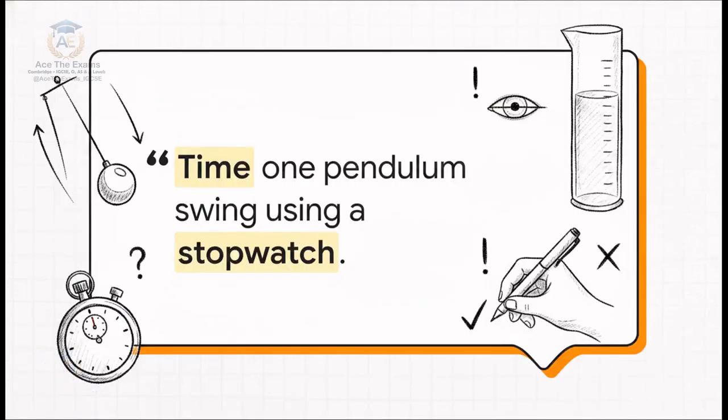Now, I want you to listen to this actual, perfectly terrible student answer. To find the time of one pendulum swing, use a stopwatch to time it once. Read the measuring cylinder to find the volume. Wow. This answer is vague, it completely ignores human reaction time, and honestly, it tells the examiner absolutely nothing about how to accurately read the liquid level.